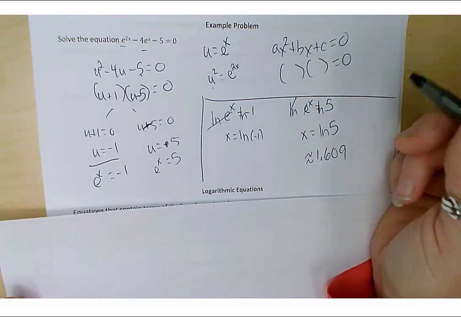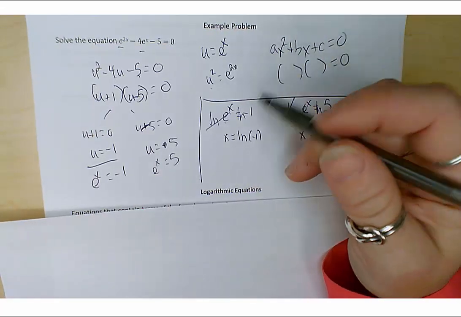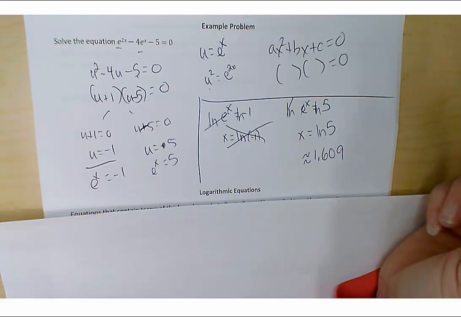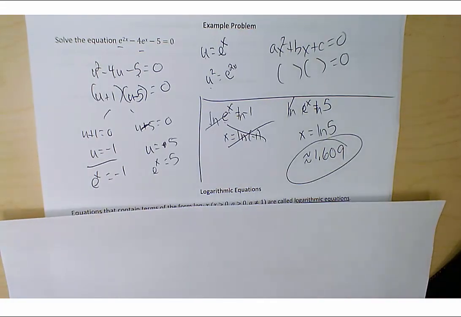Natural log of a negative number. We cannot take the natural log of a negative number. Anytime we are left with a negative value, we cannot calculate that. So for this example, we only have one solution, approximately 1.609.